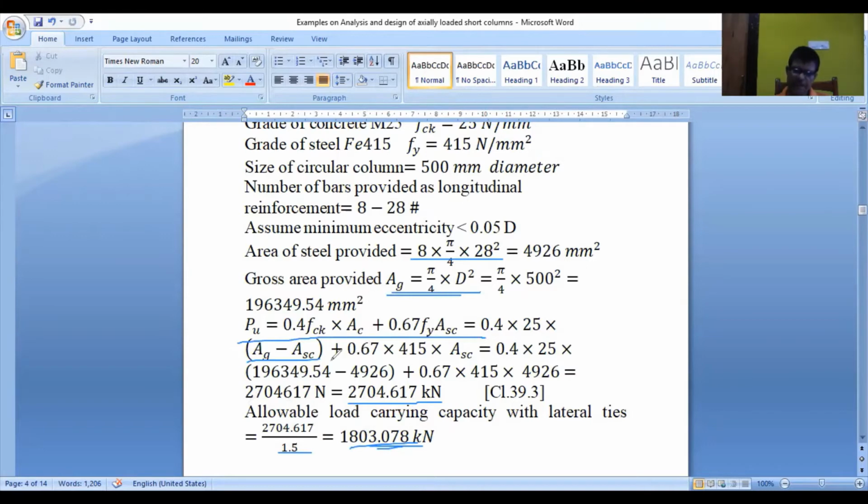The other way, the ultimate load is equal to 1.5 times this allowable load or working load. Sometimes this ultimate load is called limit state load or factored load.